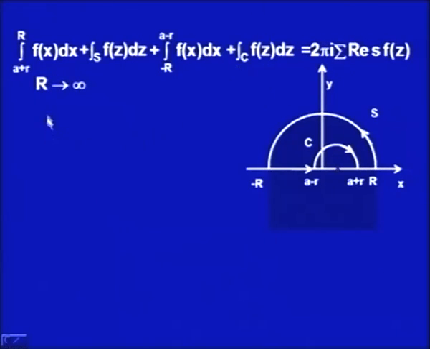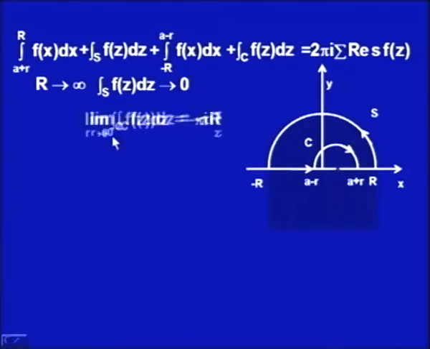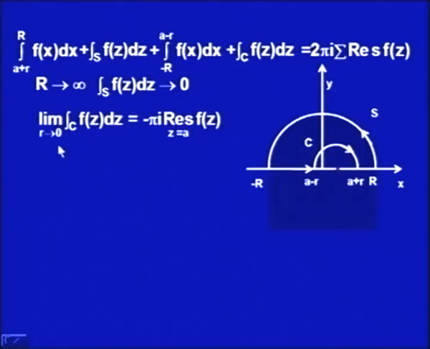Now, as capital R approaches infinity, we know that the integral along this bigger semicircle capital S approaches 0, because the degree conditions are satisfied, as we had already shown. And as small r approaches 0, this integral is minus pi i times the residue of f(z) at z equal to a. So, let us first take the limit as r approaches 0 on this expression.